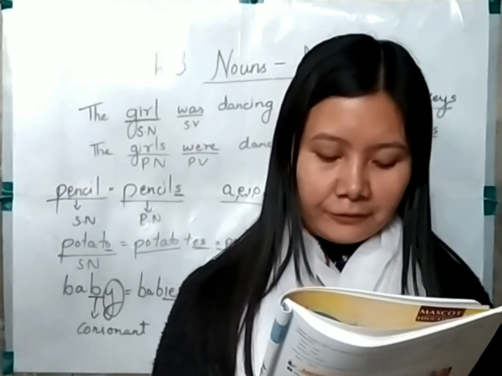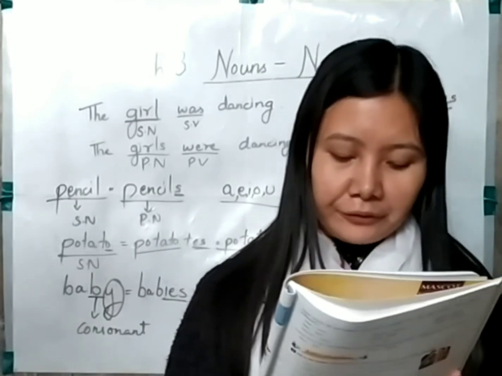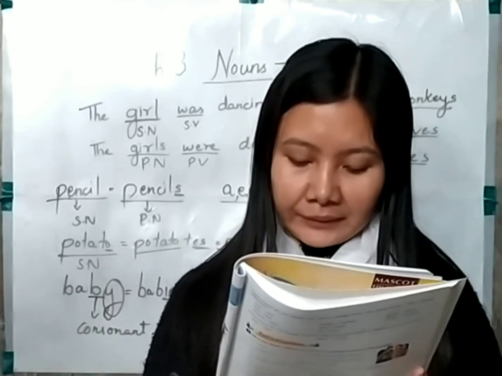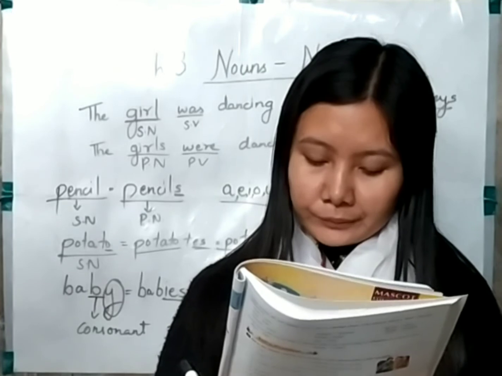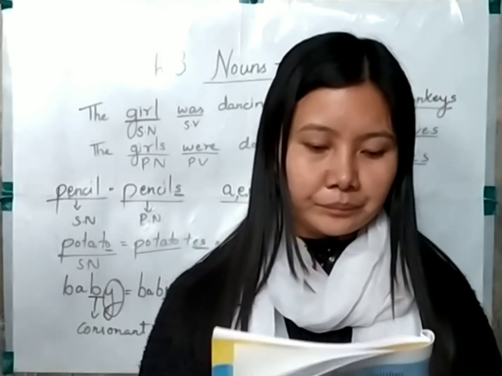So some more examples are available in your book. You can see leaf, leaves, wife, wives, knife, knives, dwarf, dwarves, thief, thieves, wolf, wolves. So now let's read further.